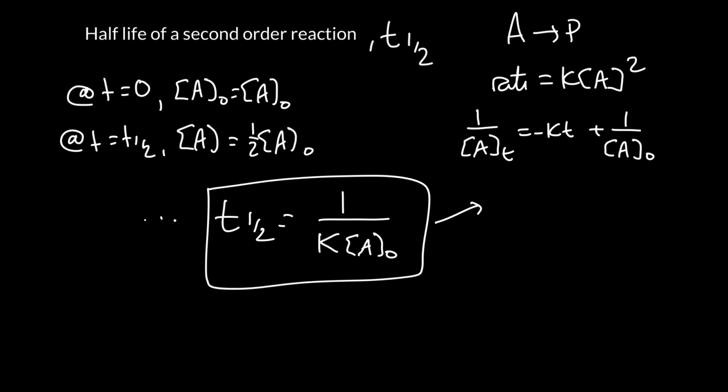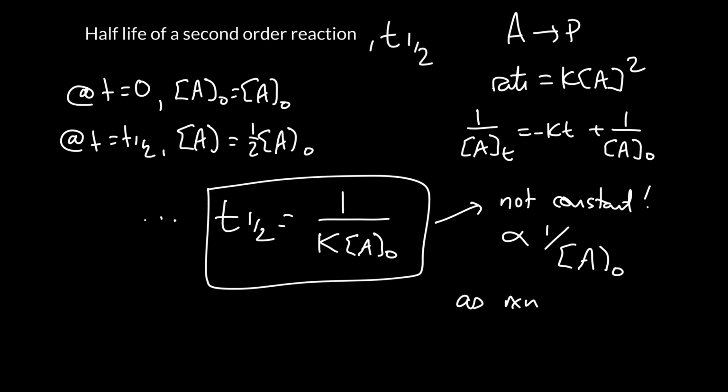One of the things to get out of this, actually two of the things to get out of this, is that it's not constant. The half-life is continually changing, and it's inversely proportional to the original concentration. As the reaction proceeds, the concentration of A keeps going down. So basically, the half-life gets longer and longer and longer. The less you have, the longer it takes for half the next material to go away.